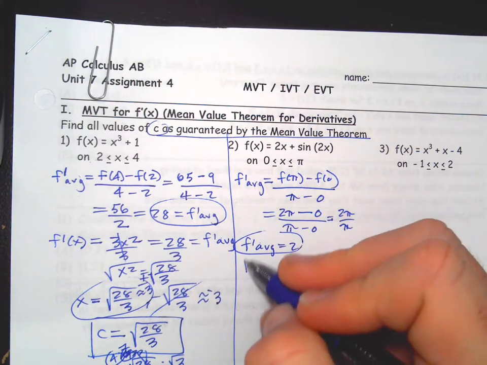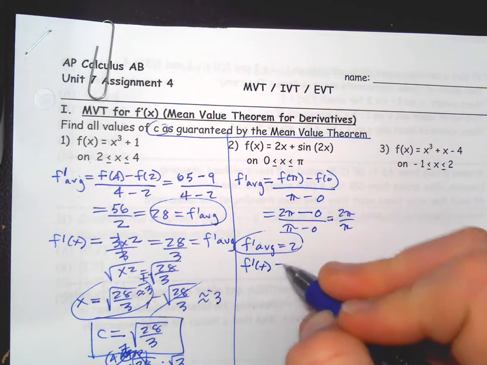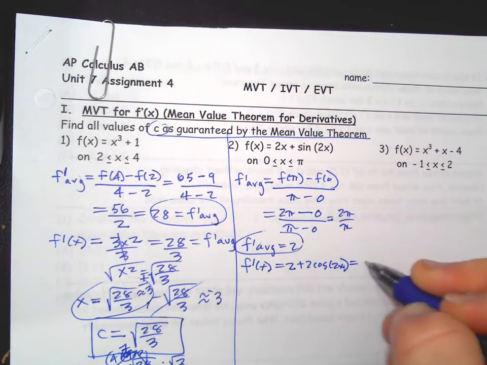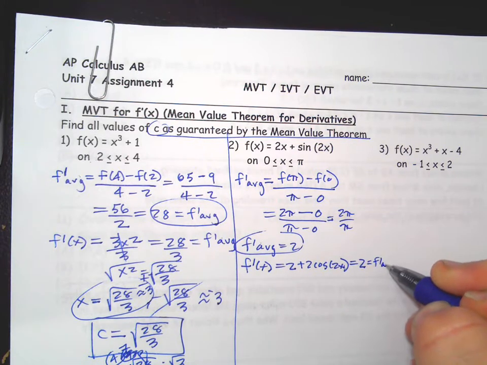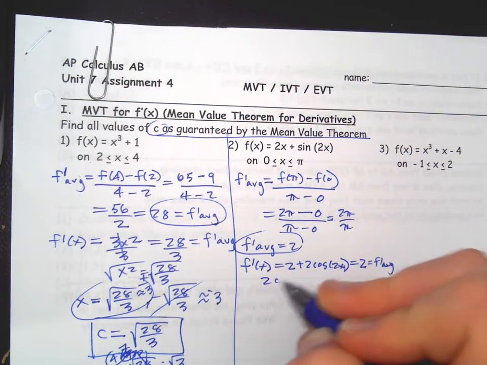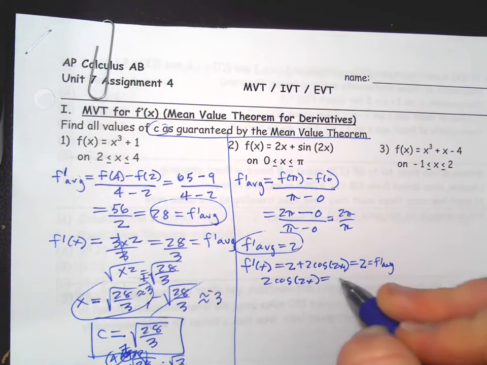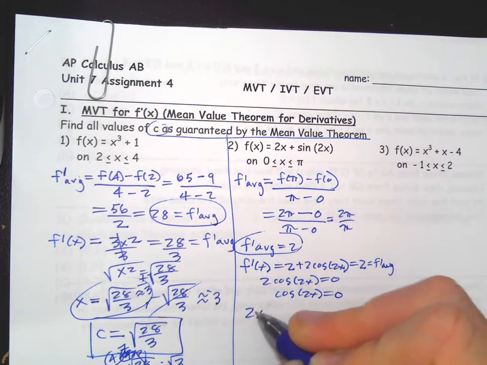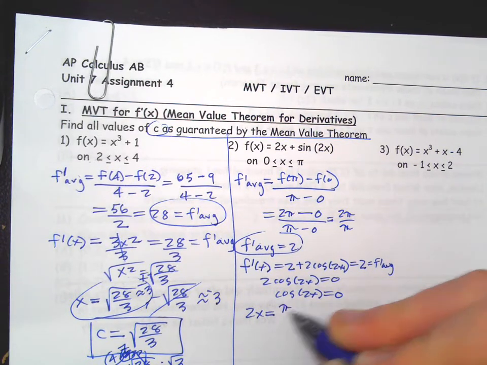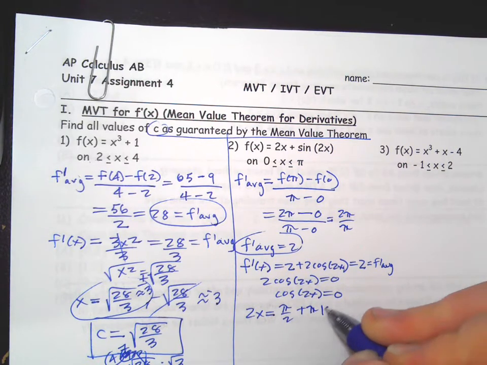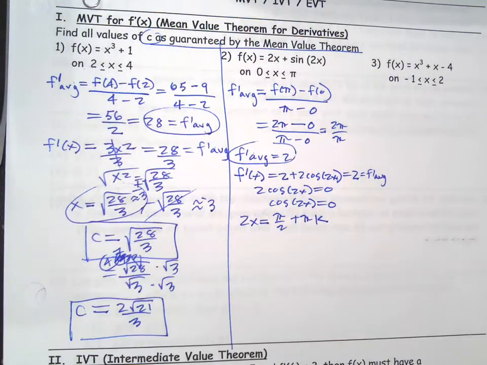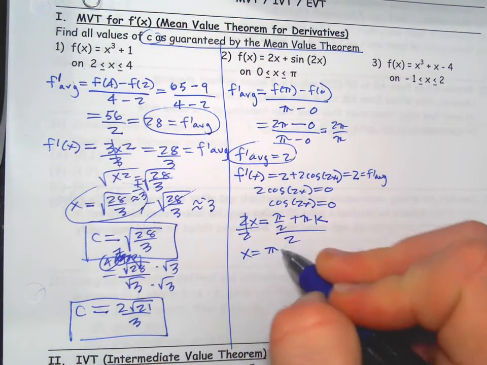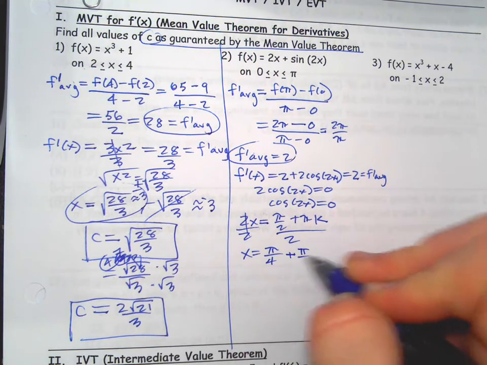So then we got to find the actual derivative. F prime of x equals 2 plus 2 cosine 2x. And we're going to set it equal to the average derivative and solve. So 2 cosine 2x equals 0. Cosine 2x equals 0. Cosine equals 0 at pi over 2 plus pi k. There's no reference angle. There's no quadrants. Divide by 2, x equals pi over 4 plus pi over 2 k, infinite answers.